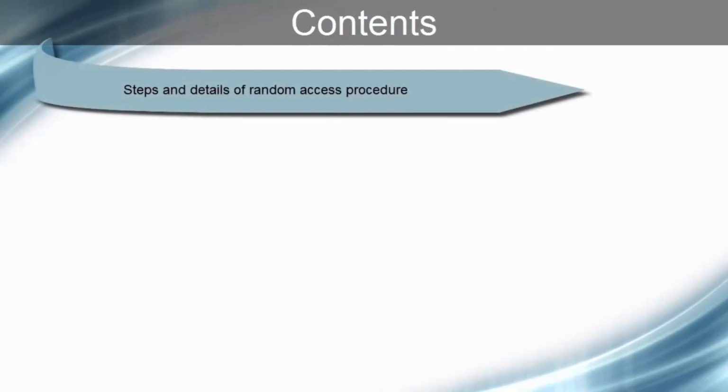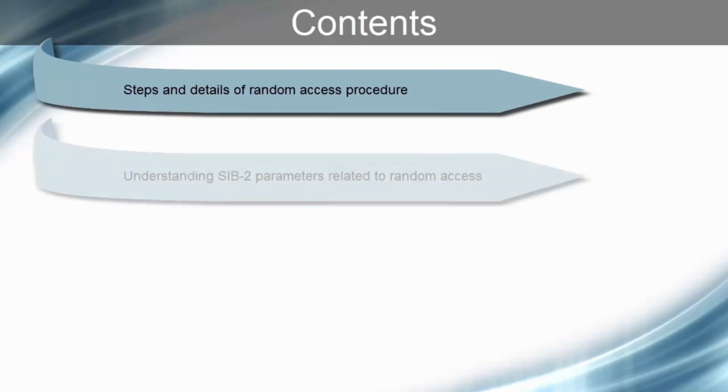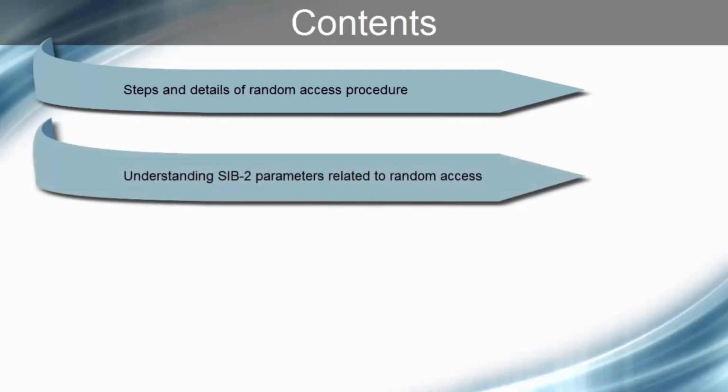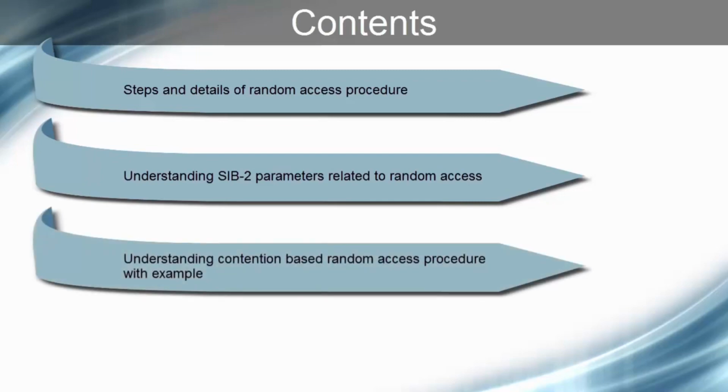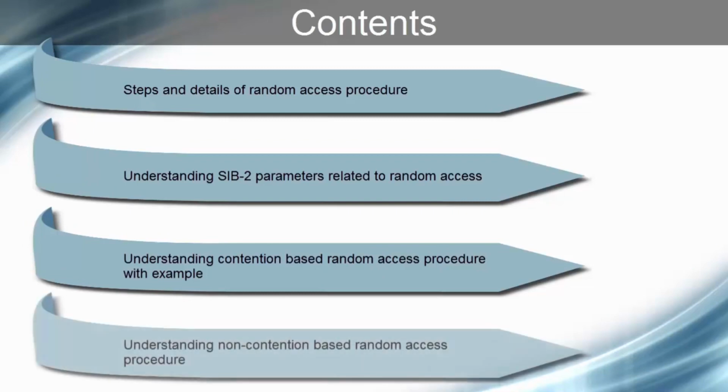Here is the breakup of the topics for this video. We will see all the steps and details of the random access procedure. While understanding random access, we will see how SIB2 parameters related to random access are used by UE. We will take an example of preamble collision to understand the contention-based random access procedure. We will see what non-contention-based random access is and how it is different from contention-based random access. Let's start now.